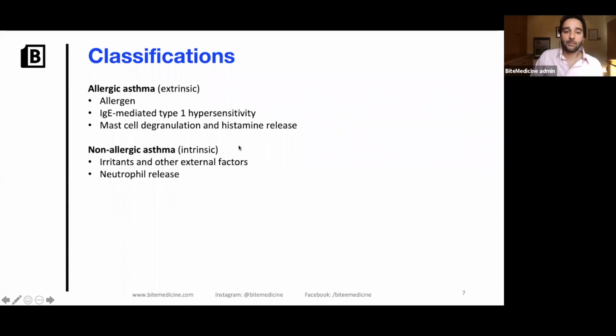And the final thing about non-allergic asthma is that tests looking at allergies, like your serum-specific IgE or your skin prick test, are often negative in non-allergic asthma, but will be positive in allergic asthma. So that's a good way to distinguish between the two. So hopefully all of that makes sense.